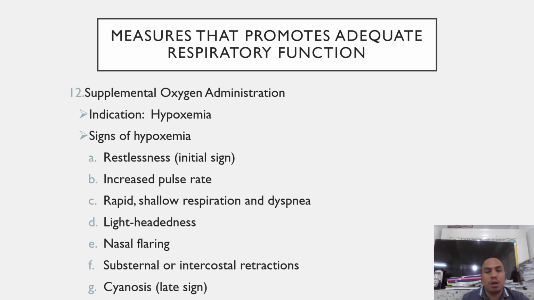Okay, next one, we have the supplemental oxygen administration. The indication for supplemental oxygen administration is hypoxemia. There are signs of hypoxemia: restlessness, increased pulse rate, rapid shallow respiration or dyspnea, lightheadedness, nasal flaring, substernal or intercostal retractions, and cyanosis, which is already a late sign. When we say hypoxemia, that is a low level of oxygen in the blood. So the initial sign we will see with hypoxemia is restlessness, and the late sign is cyanosis.